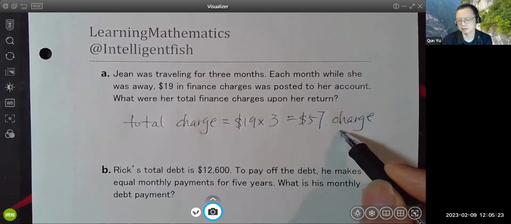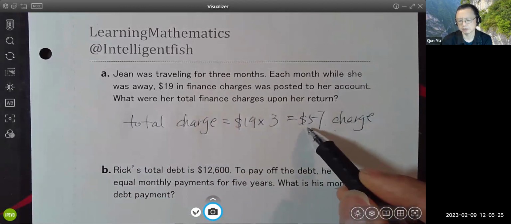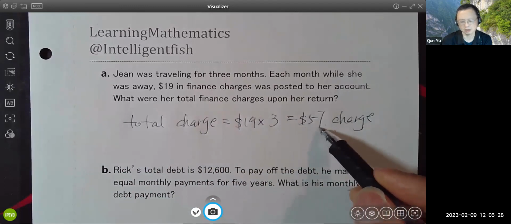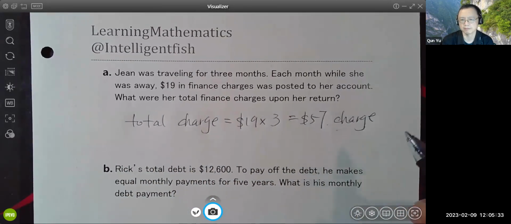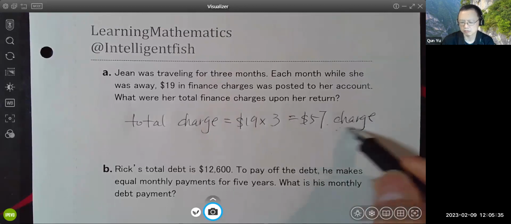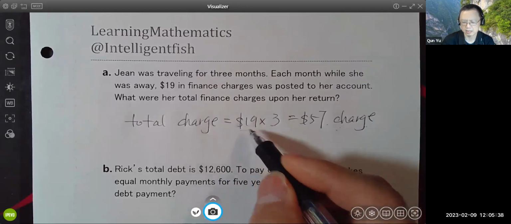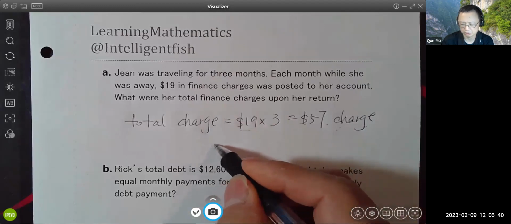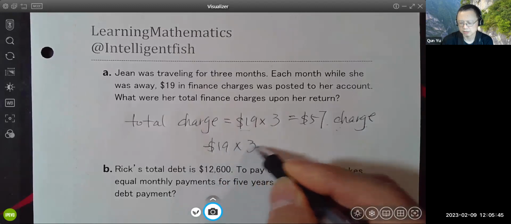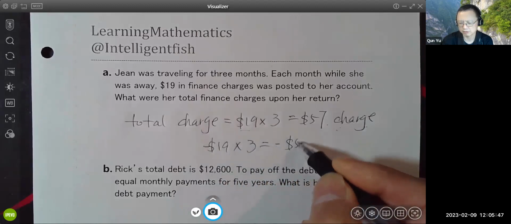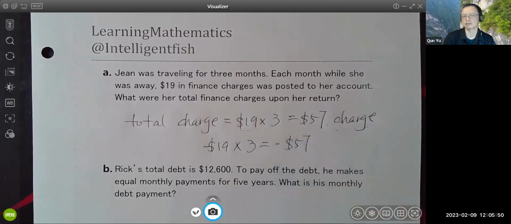Now, here's the thing. You need to mention this word charge. Otherwise, since it's a positive number, some people would think this is not a charge. This is maybe a credit. Charge is taking your money away, right? If you don't write this word, then you need to write this 19 as a negative number. So negative $19 times 3, the answer is negative 57. When people see a negative sign in front of a dollar amount, they automatically know either this is the debit, the deficit, or this is the charge.